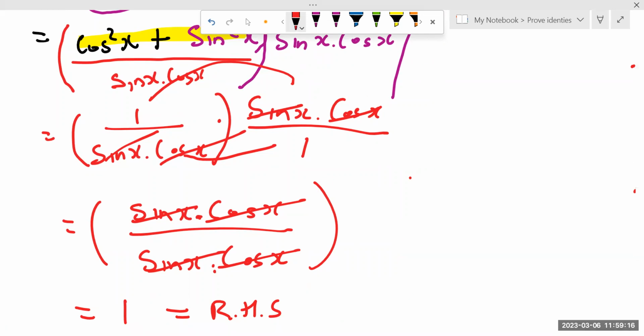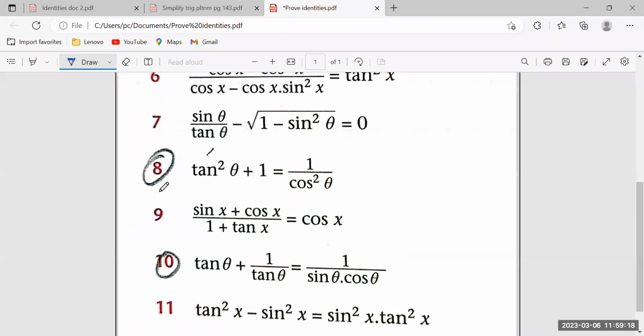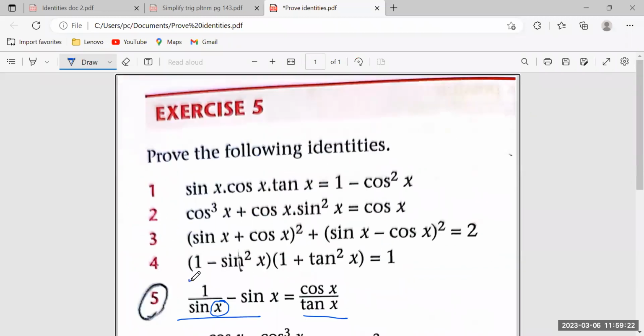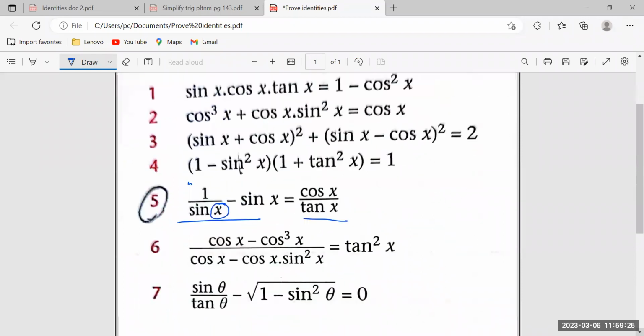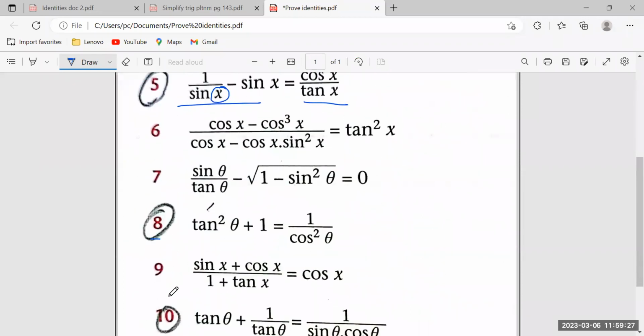Then now we can come and do the following as our first work, or as homework. We'll do number 5, and then we'll also do number 8 and then number 10.